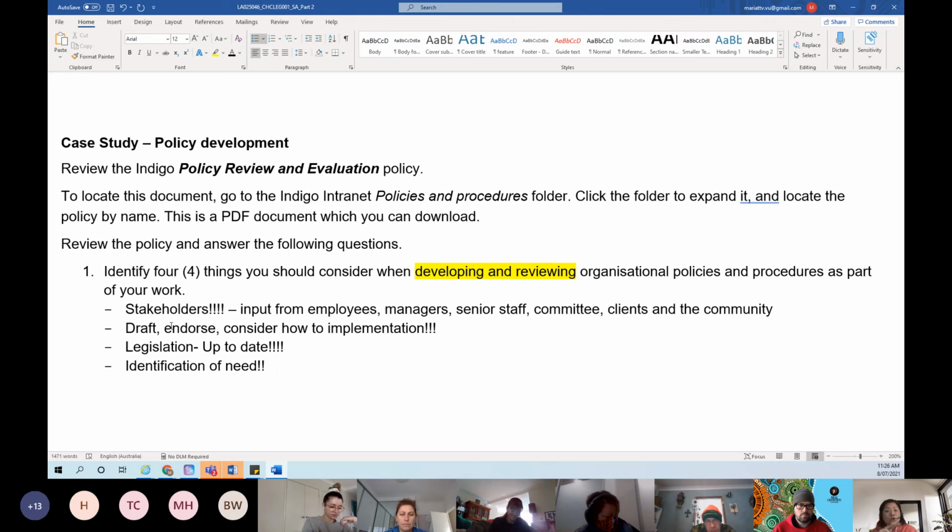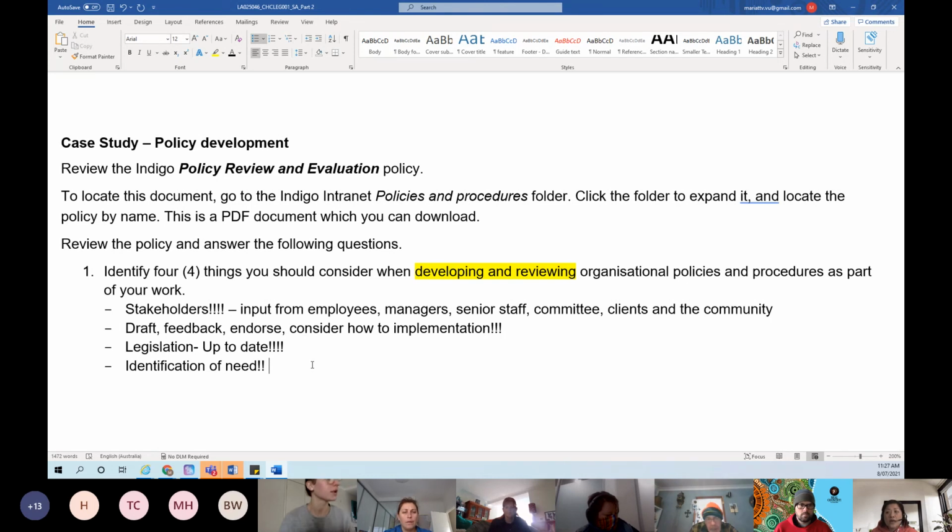Okay, obviously when you're developing a new policy, you've already identified that there's a need because you've been tasked with that job. So you need to consider, speak to stakeholders. You need to then obviously write up the policy, get feedback and endorsement. So feedback from staff, then endorsement, and then consider how do I implement this to everybody that needs to know about it. Yeah, so you can put down any one of these four and that can be part of your answer. Does that make sense, people? We're happy with that? Any questions?